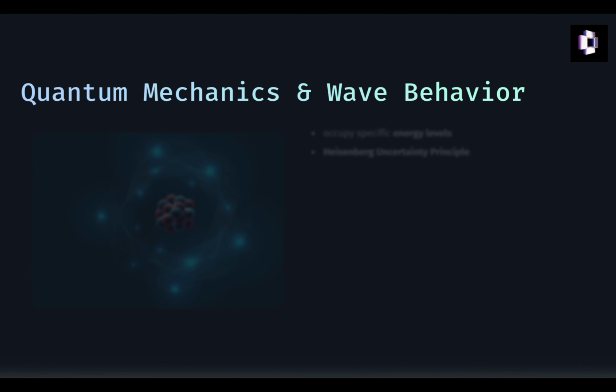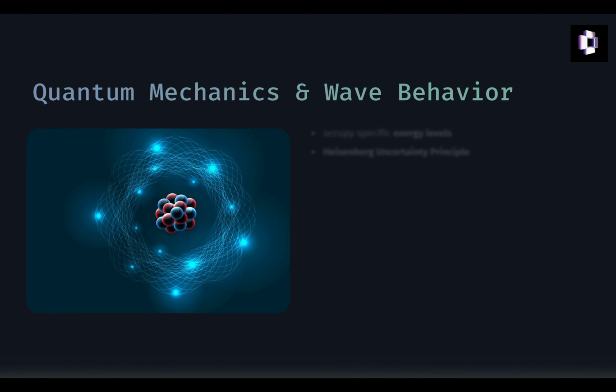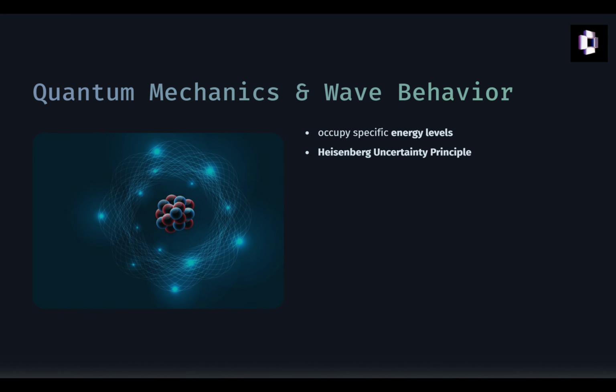Take a look into quantum mechanics and wave behavior. Electrons don't move like planets around the sun. Instead, they exist in cloud-like orbitals based on probability. They occupy specific energy levels, which are shells, rather than fixed paths. The Heisenberg uncertainty principle states that we can't pinpoint an electron's exact location, only where it's likely to be.